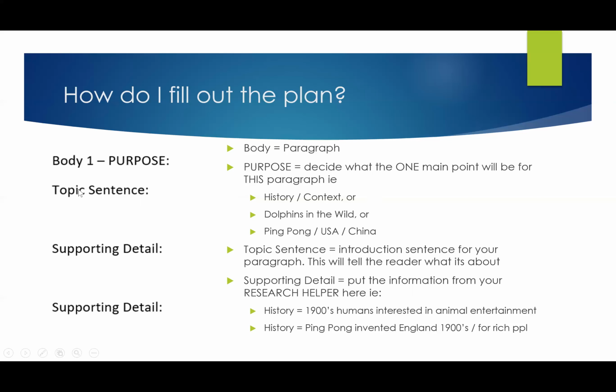And then we look at the topic sentence. So the topic sentence is an introduction sentence for your paragraph. So this is going to tell the reader what it's actually about, okay? So the topic sentence is an introduction sentence for the paragraph. For instance, the history of ping pong is fascinating and goes back to 1800s in England. Now I know that my paragraph is going to be about history, and it's going to explain to me the history of ping pong, okay? So it just introduces what that paragraph is going to be about.